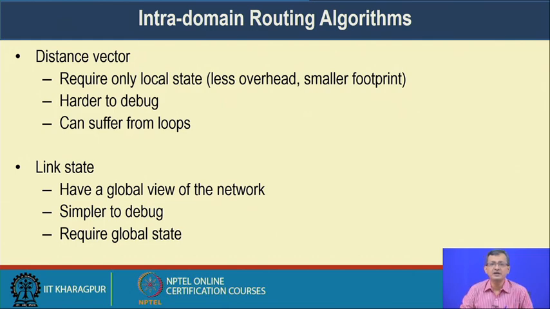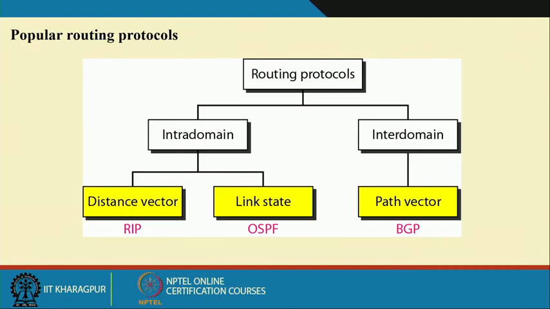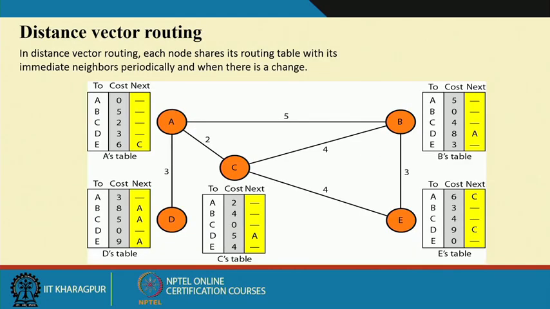And the predominant intra-domain routing algorithms: one is distance vector, which requires only local state, has less overhead and a smaller footprint. It is sometimes difficult to debug and can suffer from loops, which we will look at. There is another called link state, which has a global view of the network. For intra-domain routing, it is simpler to debug but requires global state, that is, the overall state of the network. So, if we look at the routing protocols, we have intra-domain and inter-domain. Intra-domain uses distance vector and link state, inter-domain uses path vector. Distance vector and link state are RIP and OSPF, and path vector is BGP. We will discuss those in a little more detail.